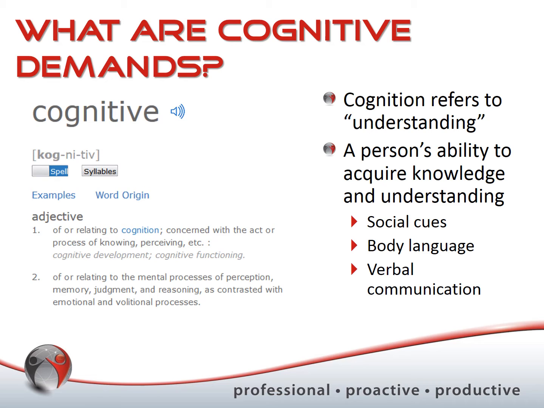If we're talking about a workplace example where you have to engage with other people, we use the information that's listed there to create that understanding. So we use social cues, we use body language, and we use verbal communication, right? Let's think about body language first.